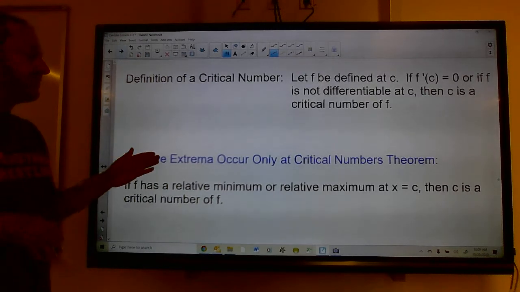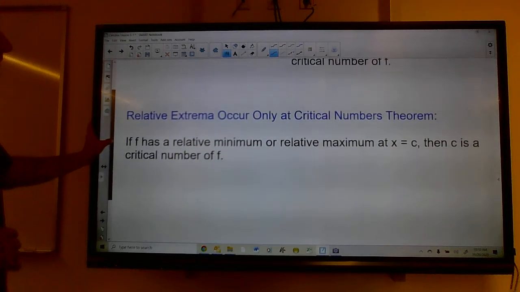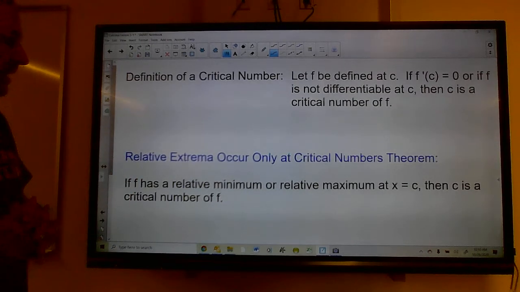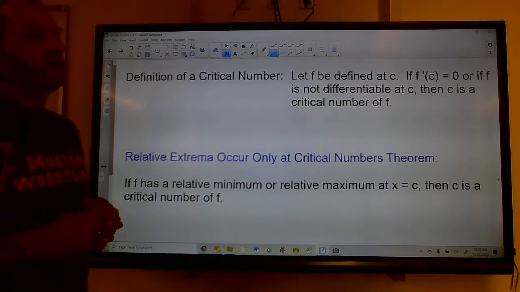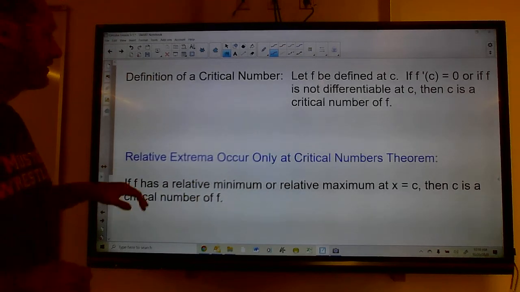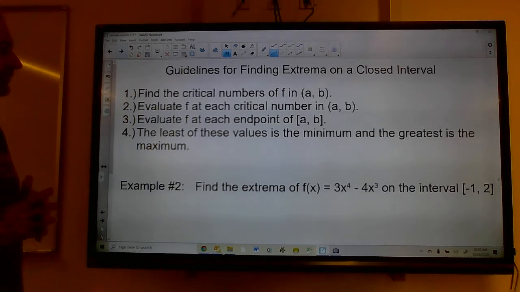Okay, relative extrema occur only at critical numbers. If f has a relative minimum or maximum at f of c, then c is a critical number of f. So we're going to use the fact that it's not differentiable, or the derivative is 0 to find critical numbers, to find maximums and minimums. So here we go. Find the critical numbers.